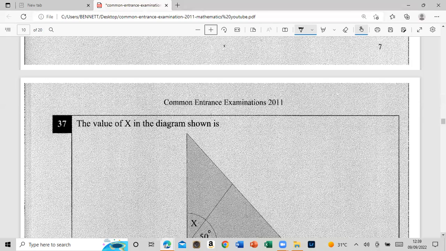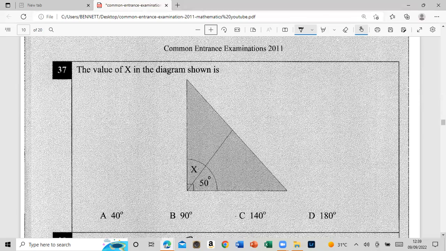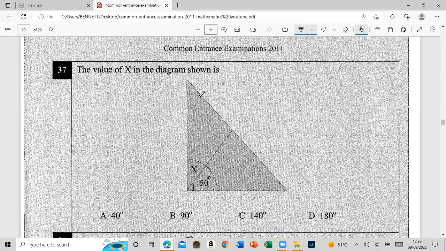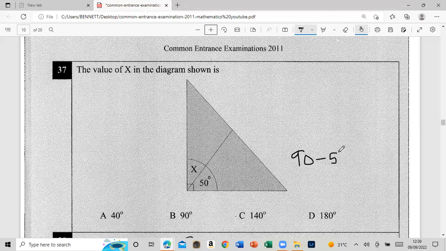This was 2011. Maths doesn't change, you know, guys. And this was from the common entrance. The value of x in the diagram shown is, now if you look closely, first you have to identify the type of triangle. This is a right angle triangle. So it means that this box right here is 90 degrees. They gave us this portion here and said that this portion is 50 degrees. So we're going to subtract 50 from 90. That will give us 40 degrees. Here we have it. This is A.